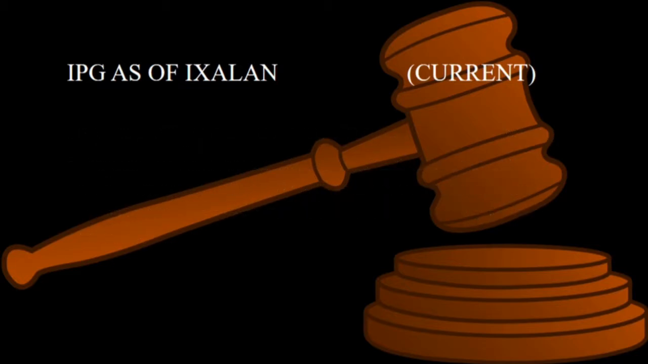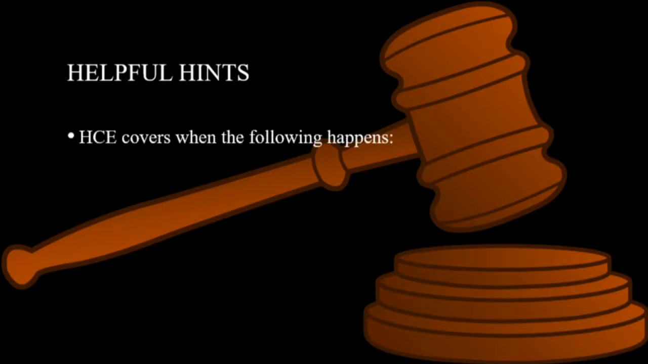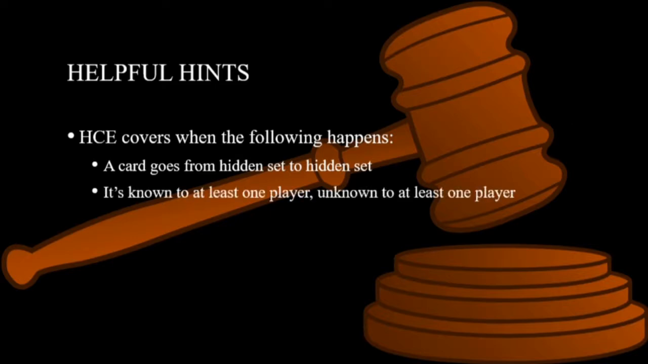There's really a few big takeaways that you need to get from this. First off, HCE covers when the following happens. A card goes from a hidden set to a hidden set. At that point, the opponent has no opportunity to say, yeah, that was definitely a Mutavault that you just drew. The second part is it's known to at least one player and unknown to at least one player. So at that point, the opponent has no way to clarify, oh yeah, that definitely was an artifact that you grabbed with that Fabricate.